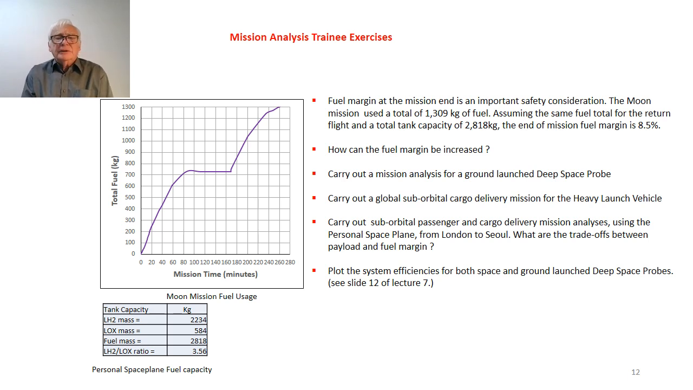Finally, it is worth looking at the system efficiencies for these various vehicles and missions, particularly, for instance, for the Deep Space Probe. This system efficiency gives a very good overall view of the mission and is a good parameter to use for comparing between the results of different missions and different vehicles.